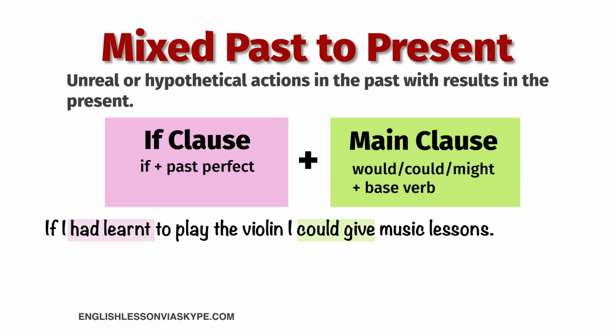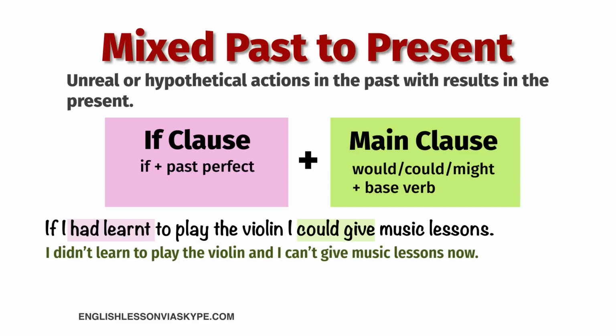If I had learnt to play the violin, I could give music lessons now. The fact is, I didn't learn how to play the violin, and therefore I cannot give music lessons now. But if I had learned to play the violin, so that's if plus our past perfect, I could give music lessons now, and that's mixing it to a present conditional.